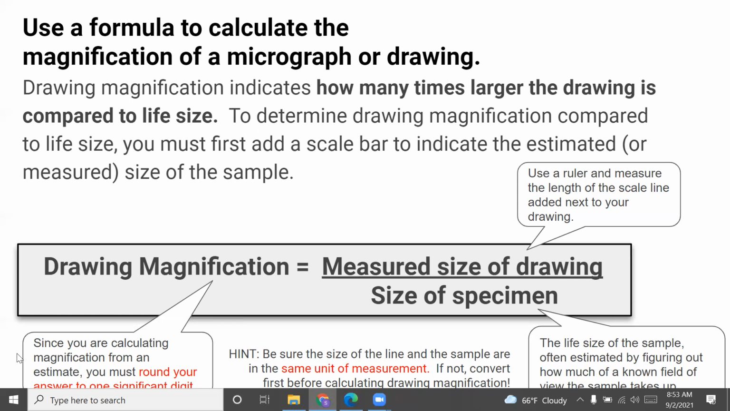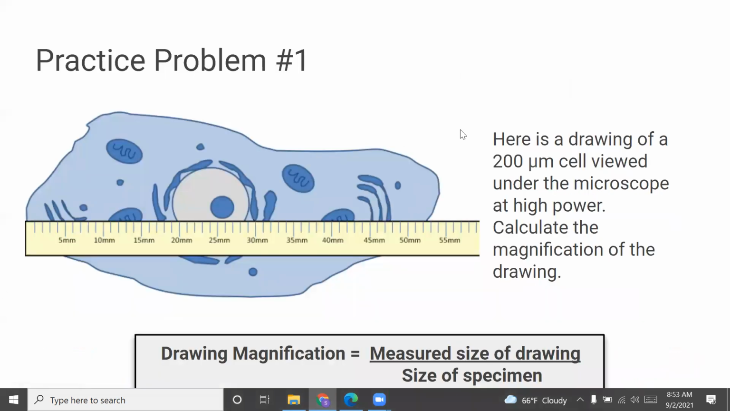The size of the specimen, we're going to have to use what we did previously in our do now, or it'll give it to us. In this case, it's going to give it to us. Probably on your test, they'll give it to you too. Here is a drawing of a 200 micrometer cell viewed under the microscope at high power. Calculate the magnification of the drawing.